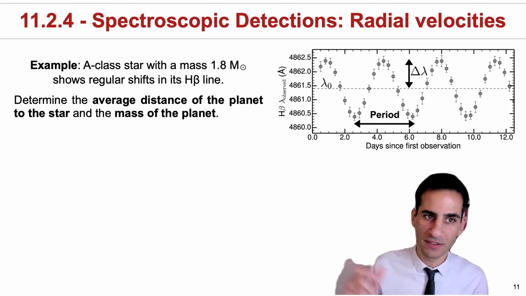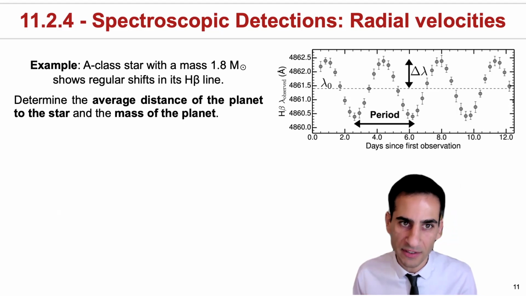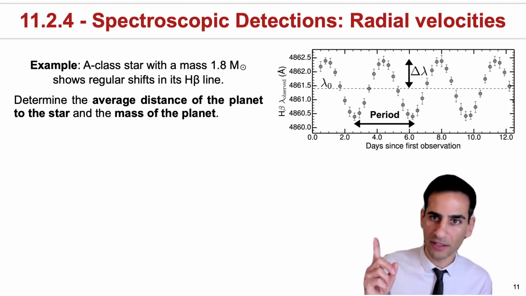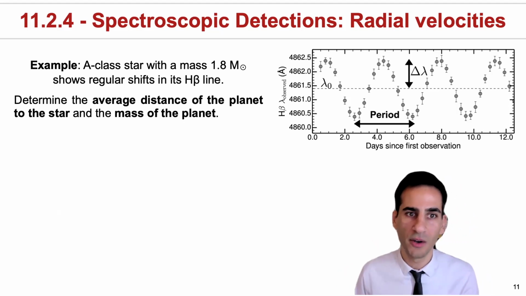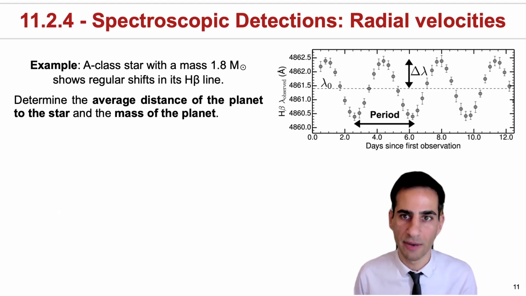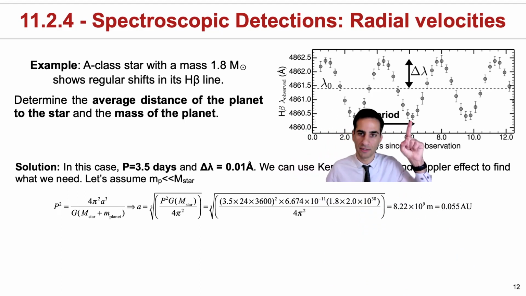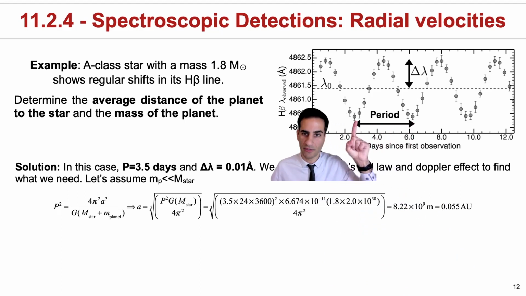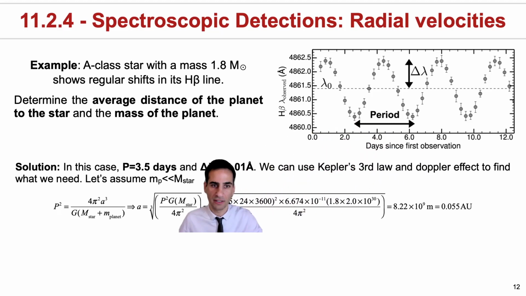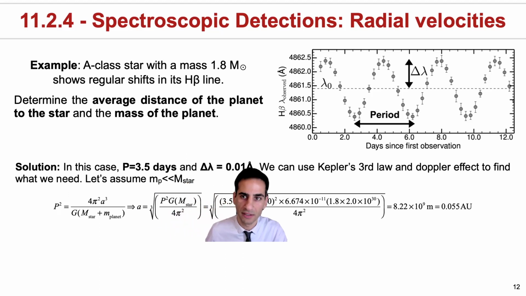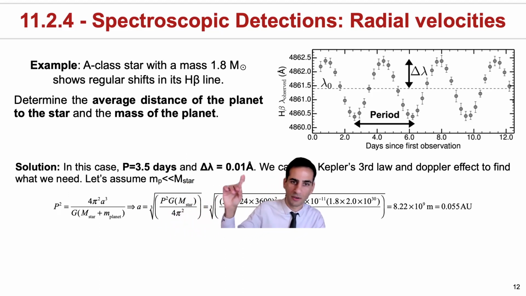If we have access to this data, it means we can actually determine the average distance of the planet to the star, and by using the Doppler effect and measuring delta lambda, we'll be able to infer the mass of the planet. In this case, by using this graph and measuring the time that it takes for the graph to repeat itself, we can calculate that the period is 3.5 days, and also that delta lambda is 0.01 Angstrom.